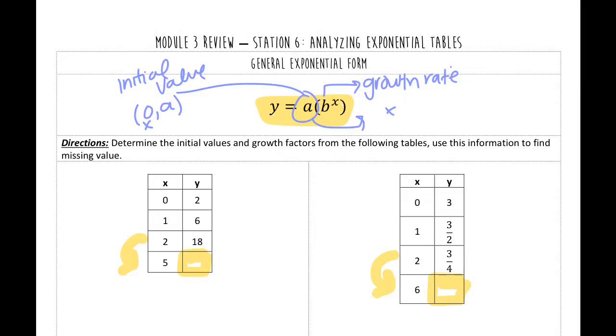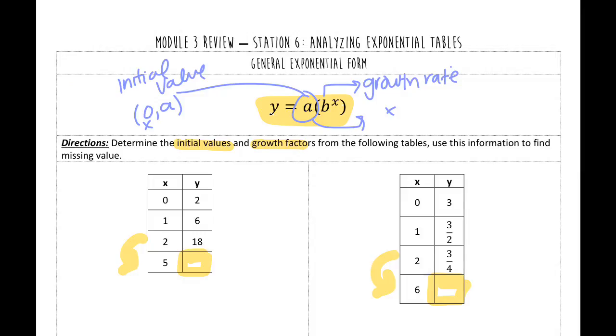So that's usually a lot easier to find on these graphs or these tables because you look for where x is 0. If we look at these two problems down here, we're actually going to do 2 of them as an example, and then you're going to do the rest with your group or on your own. The directions say determine the initial values, so that's the A value, and the growth factors, that's the B value, from the following tables, and use this information to find your missing value. So I'm going to show you 2 different ways that you can write your equation and 2 different ways that you can find the missing value.